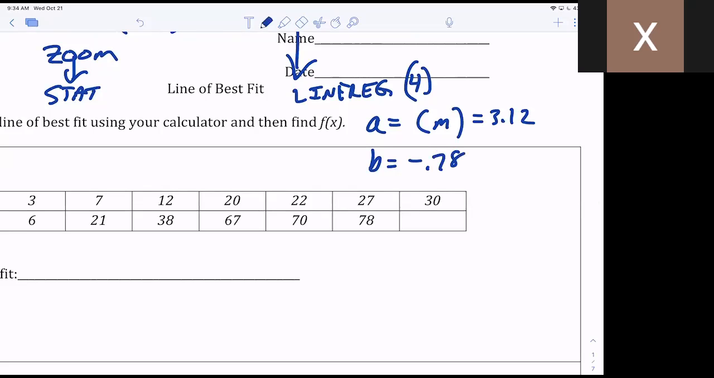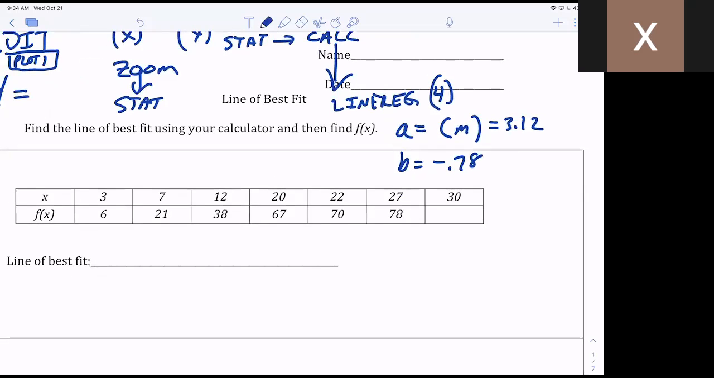So now my equation would then be y equals 3.12x minus 0.78. Everybody write that down. Now, what I want you to do is go back to y equals. Everybody hit y equals. And what do you think I want you to do now? Write that equation under y1.